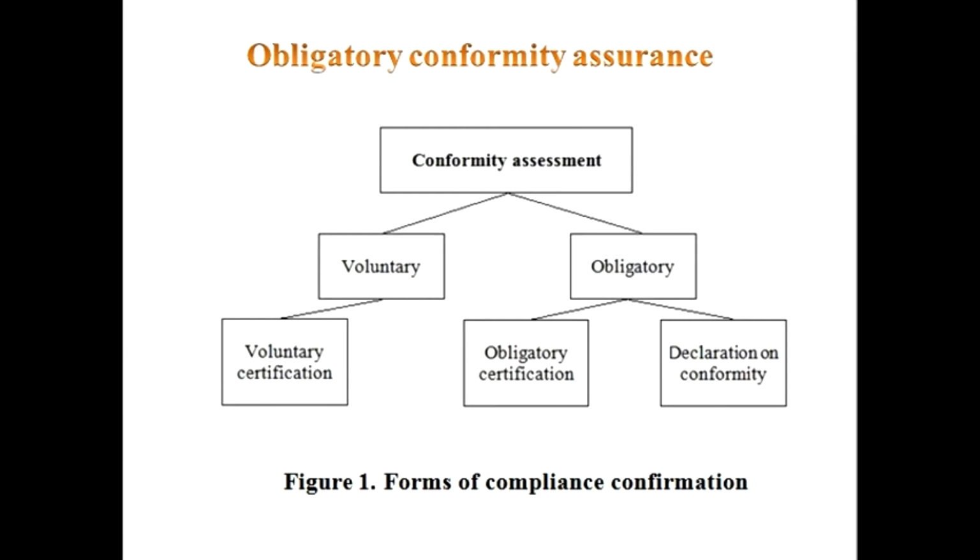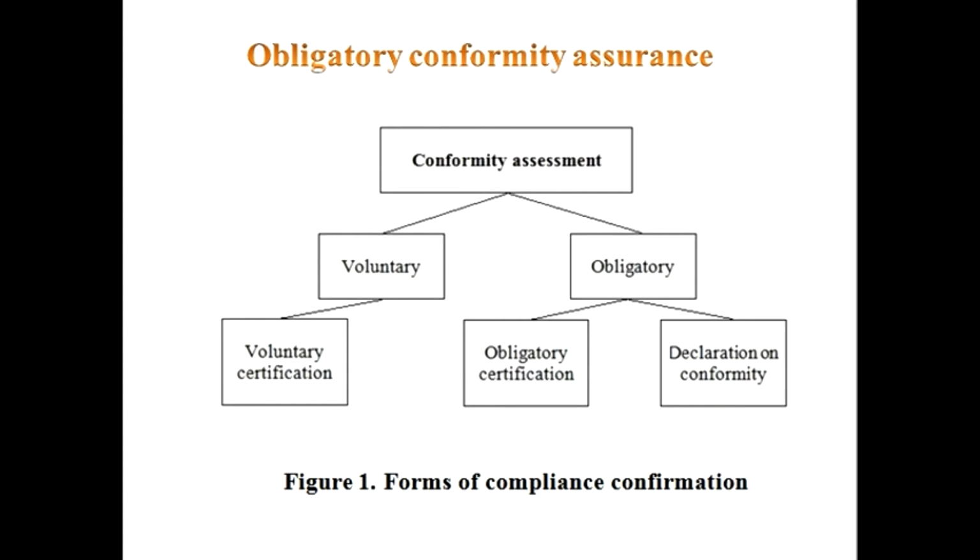Obligatory conformity assurance. In contrast to the voluntary confirmation of conformity, the object of obligatory acknowledgement of conformity can only be products. Mandatory confirmation of compliance is carried out only in cases established by the relevant technical regulations, and only for compliance with the requirements of the technical regulations. Only products that are put into circulation on the territory of the Republic of Kazakhstan can be subject to mandatory conformity assessment. Voluntary confirmation of conformity has one form, voluntary certification.